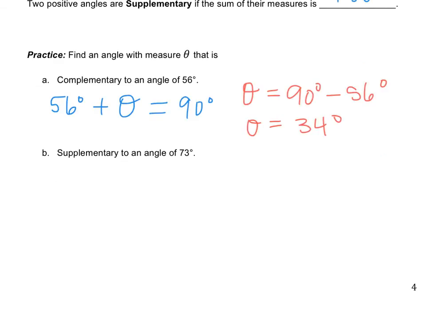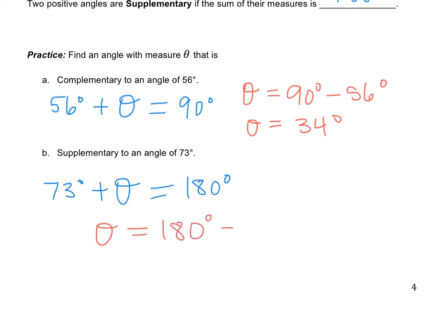Now let's find theta so that it's supplementary to an angle of 73 degrees. We would take 73 degrees plus that angle measure theta, and that's equal to 180 degrees. To find what theta is, we take theta equals 180 minus 73, so we get an angle measure of 107 degrees.